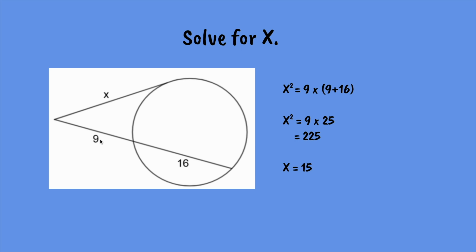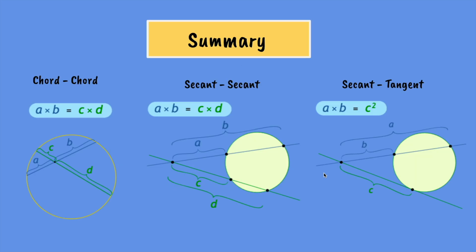So let's find out this problem. Solve for x. This is the secant-tangent theorem, and x squared will be equal to 9 multiply 25. So the answer x will be 15. So this is the summary.